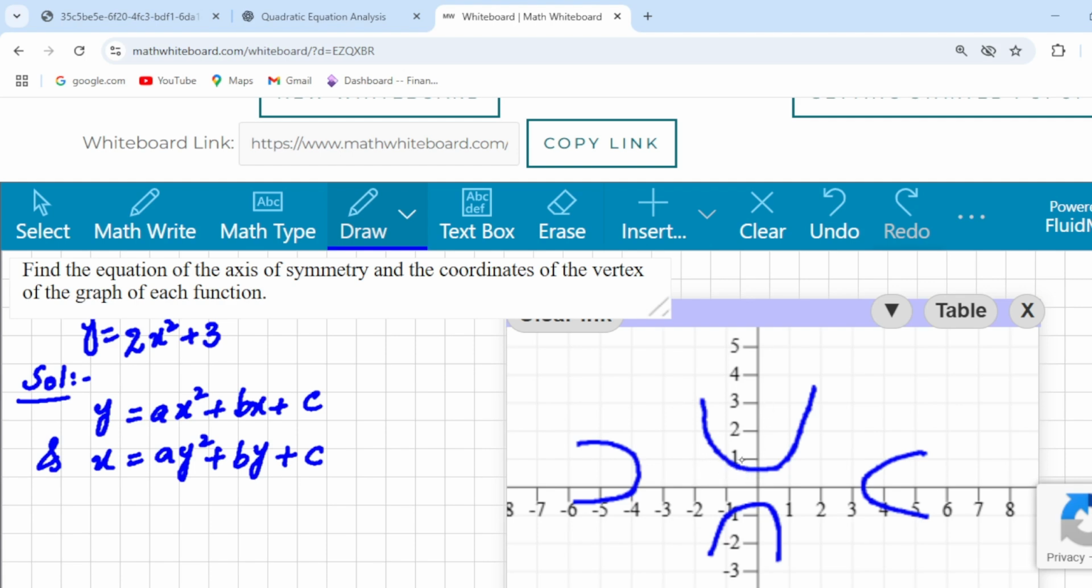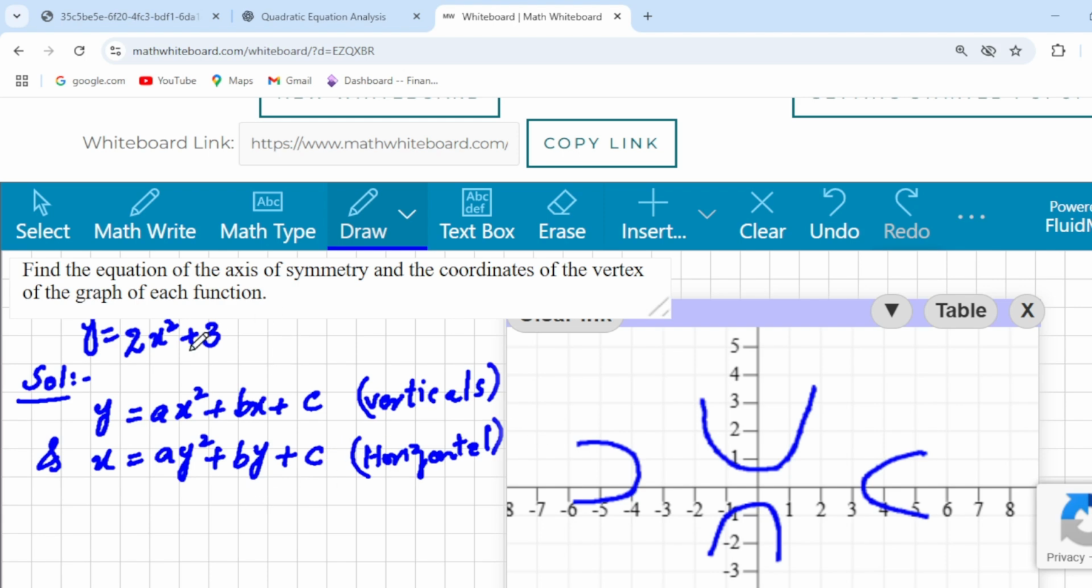These two parabolas, opening upward and downward, are the vertical parabolas, and opening left and right are the horizontal parabolas. So this standard equation represents the vertical parabola. And if x is equal to ay square plus by plus c, it shows a horizontal parabola. So these are the two types of equation which represent the different parabolas, depending on their opening.